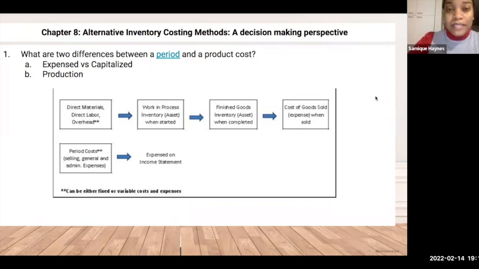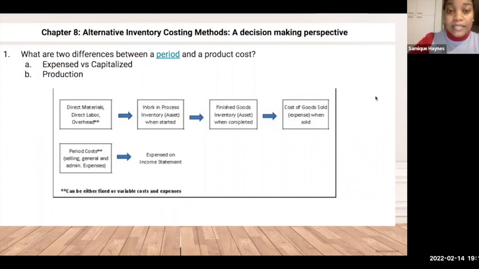And what happens is product costs, okay? The product costs are capitalized in inventory. But period costs, they are expensed as soon as they are incurred. So in 2021, if we have a marketing manager's salary, we're going to expense that right away on our income statement.